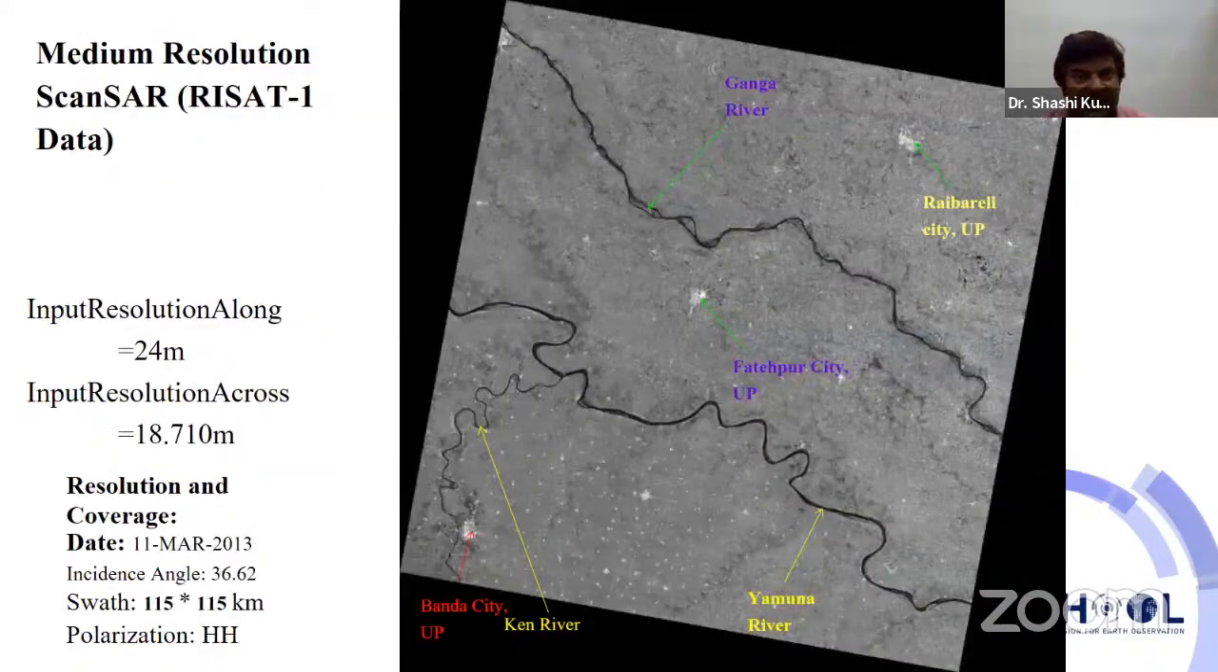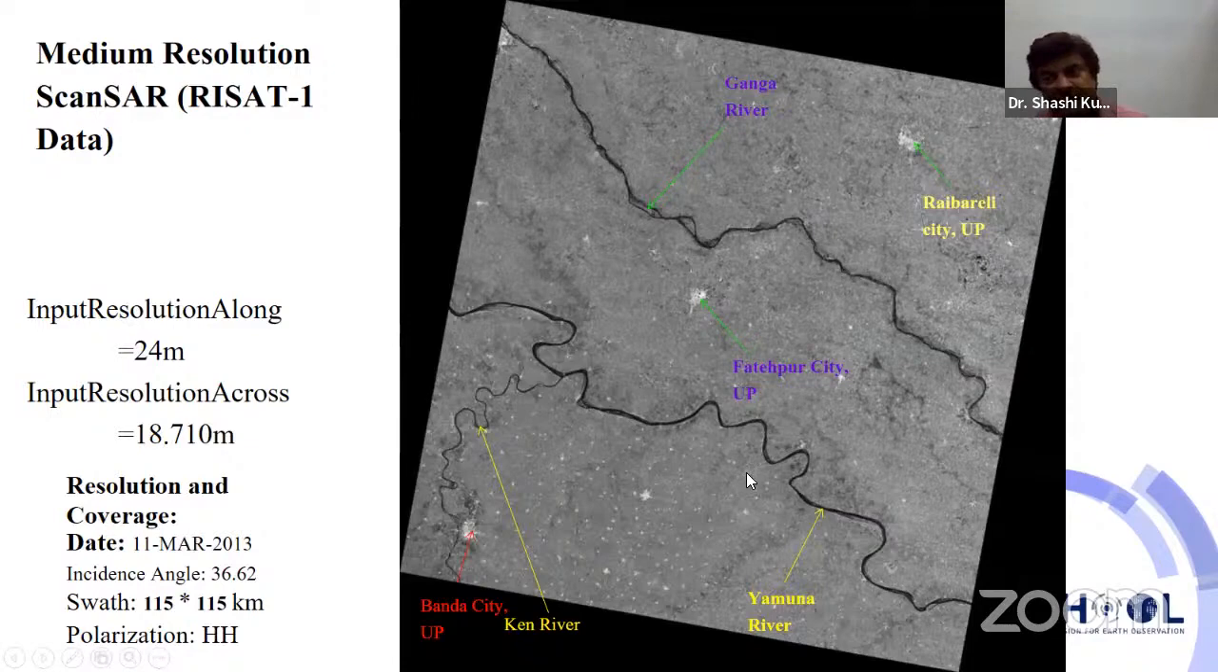Now this is another data set. This is the medium resolution ScanSAR, MRS mode, of RISAT-1 data. Here the resolution is approximately 24 meter, and the swath is 115 kilometer by 115 kilometer. So that much swath could be covered in the ScanSAR mode. And this is the HH polarization of the SAR data set.